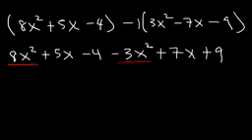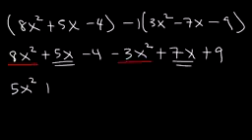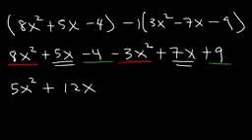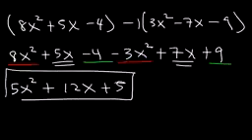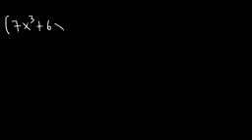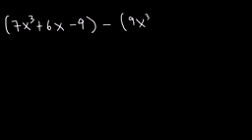Now let's combine those two. 8 minus 3 is 5. And then these two are like terms, 5x plus 7x, that's 12x. And then we have negative 4 plus 9, which is 5. So the answer is 5x squared plus 12x plus 5. Let's work on one more example. 7x cubed plus 6x minus 9 minus 9x cubed minus 5x squared plus 8.